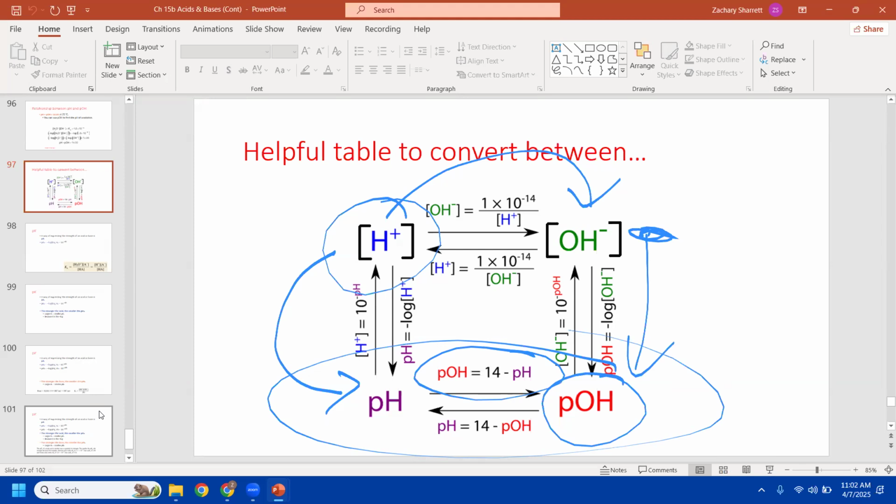In lab this week, this table will be of the utmost importance for you to be able to do the things that we're going to do.